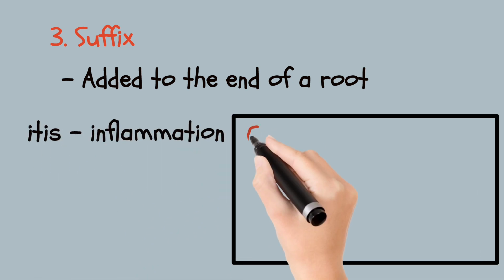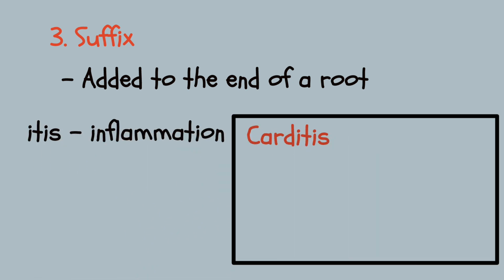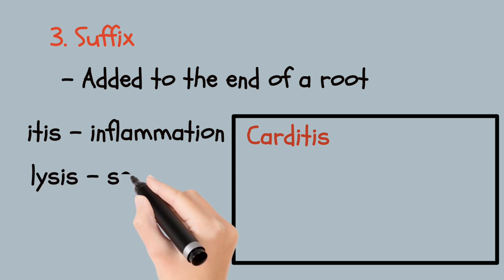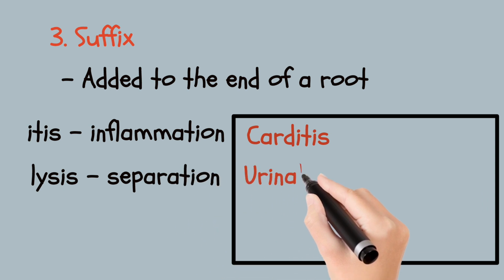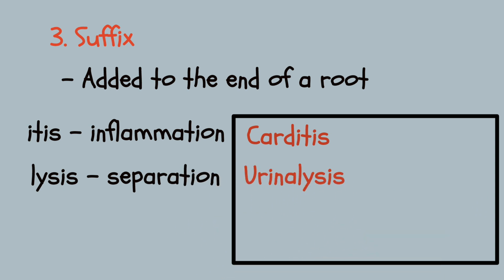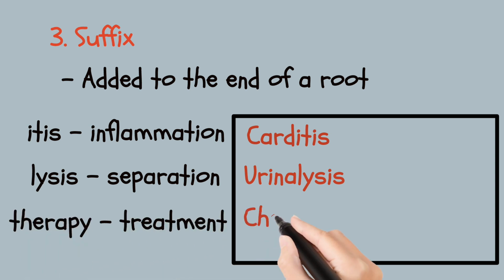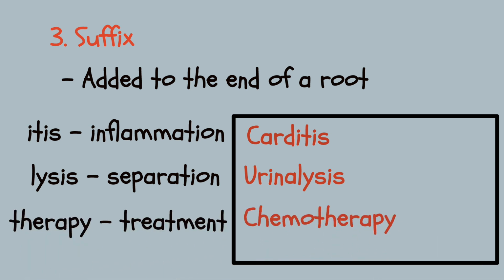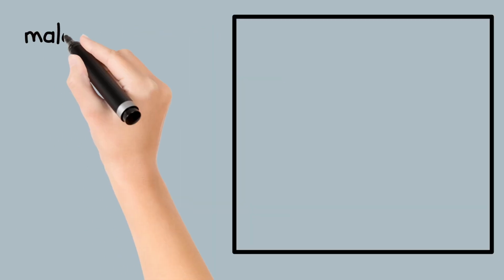Examples: itis, which means inflammation. So carditis refers to inflammation of the heart. Let's look at more examples. Lysis, which means separation. Urinalysis, separation of urine into its constituents. Therapy, treatment. Chemotherapy, treatment with chemical substances or drugs.